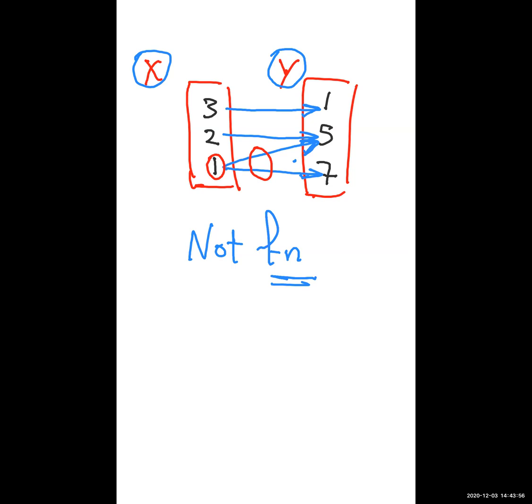So 3 has one arrow, 2 has one arrow, 1 has one arrow. So in this case, it is a function. But now 1 has 2 arrows, so it's not a function. One arrow for each, but there is no arrow from 2, so also not a function. Okay, guys, now it's clear? Yes, sir. Okay, great.